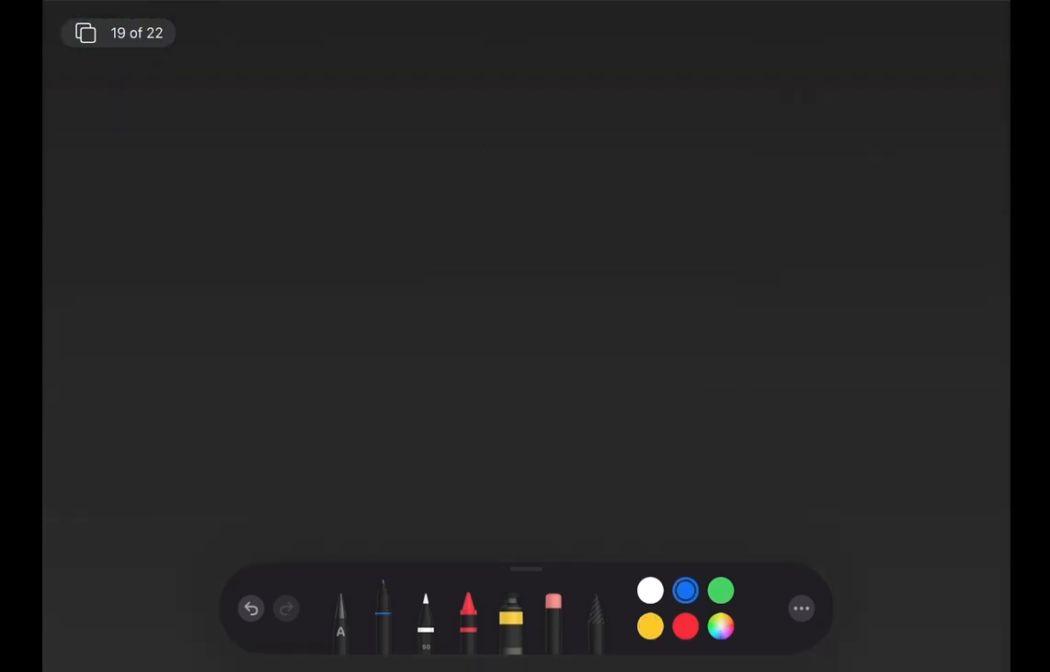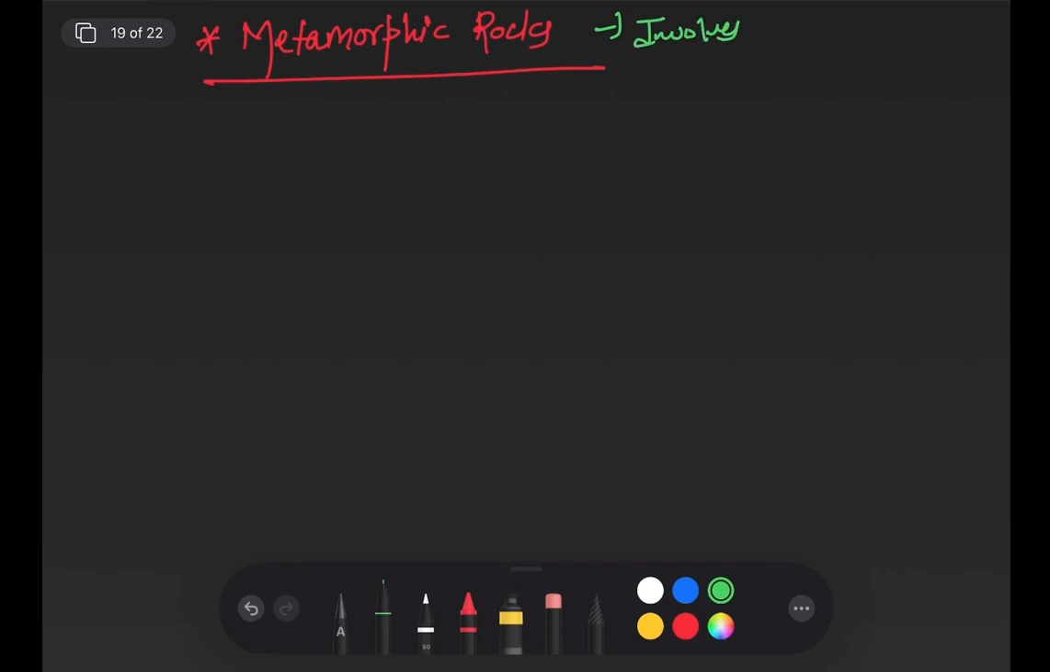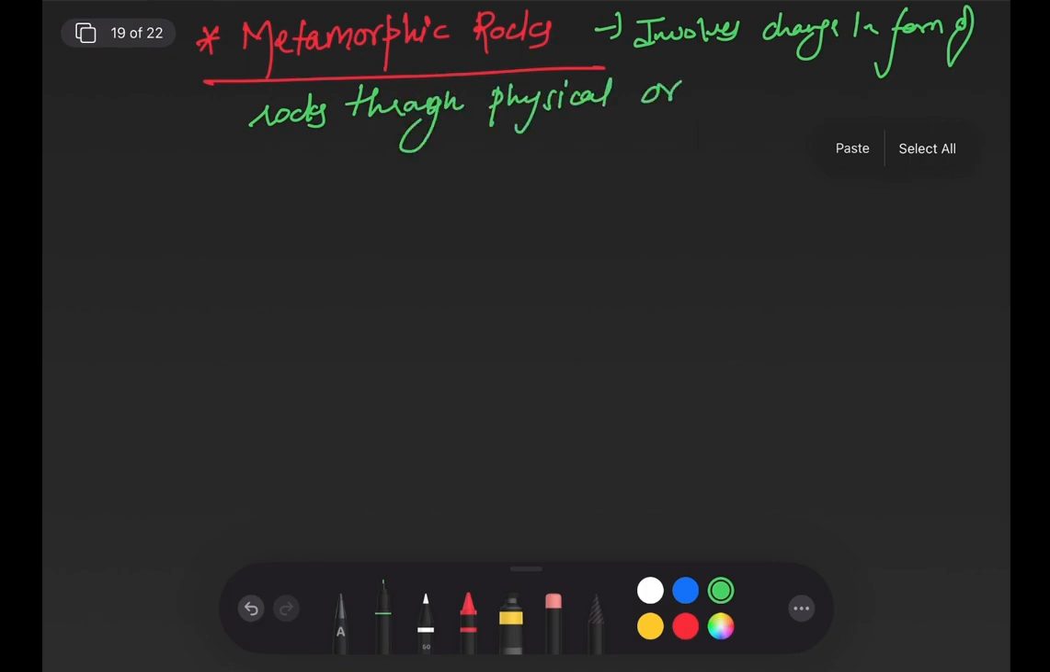Now let's understand metamorphic rocks. In metamorphic rocks, the form of rocks changes through physical and various chemical processes. The rock's form changes. In metamorphic rocks, the chemical composition of the rocks may also change. It involves change in form of rocks through physical or chemical processes. In chemical processes, composition also changes.